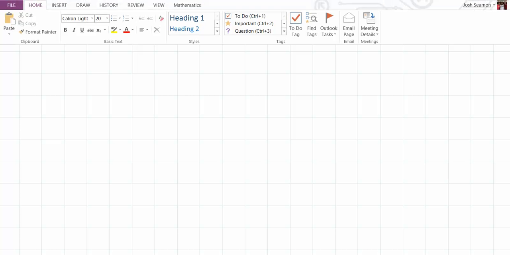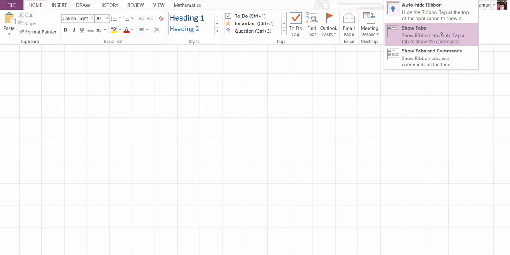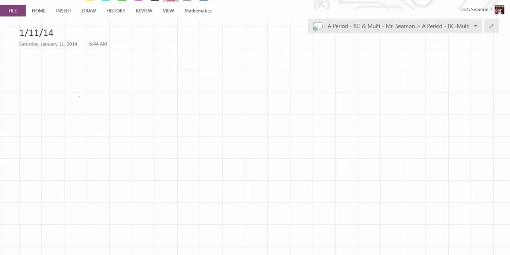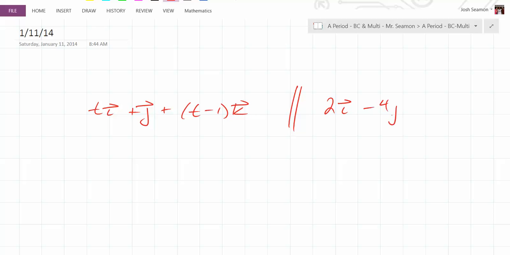So what do we got here? T is the value we're trying to determine, right? So we have, let me write this out: ti plus j plus t minus 1k, and you want that to be parallel to 2i minus 4j plus k, like this.